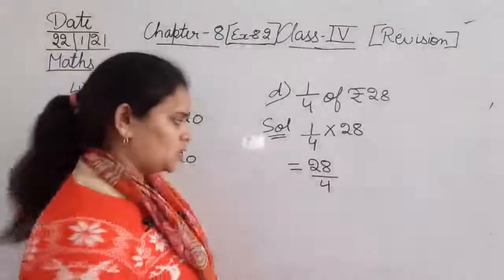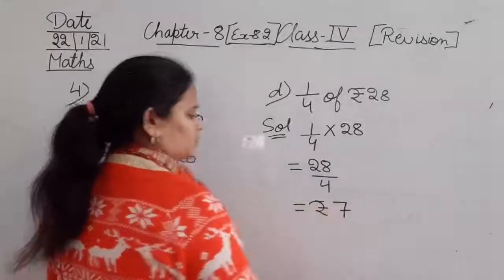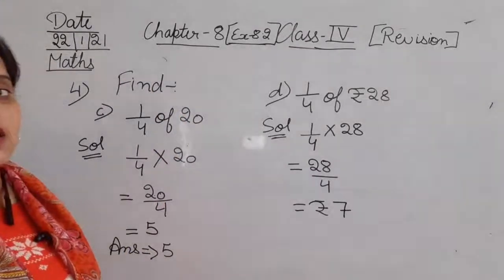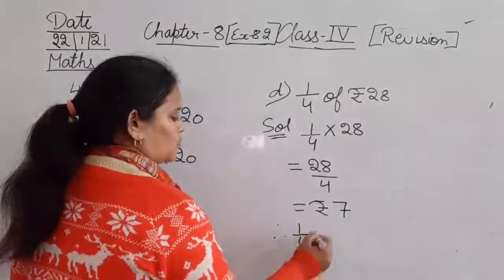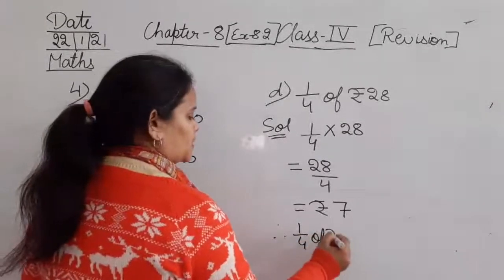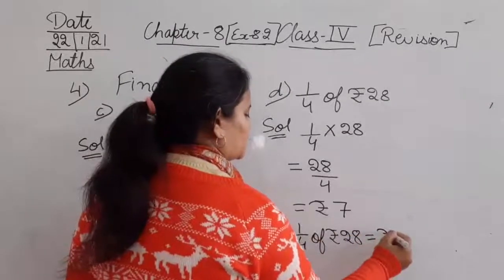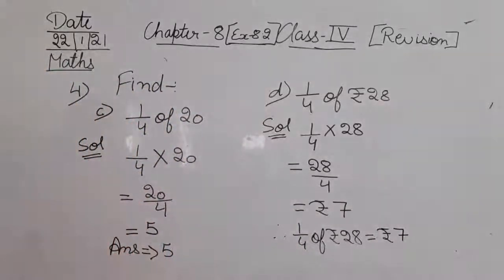देखिए is equal to rupees 7. So that means 1/4 of rupees 28 is rupees 7. Okay, therefore 1/4 of rupees 28 is equal to rupees 7. Clear? So this is 1/4 of rupees 28. Okay, beta. So this is the solution of the C and the D part.